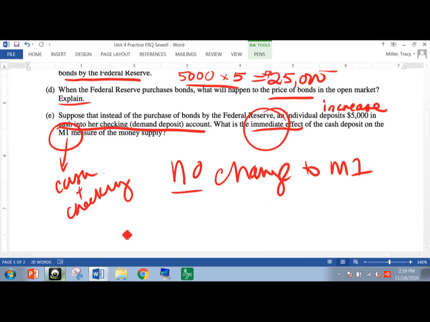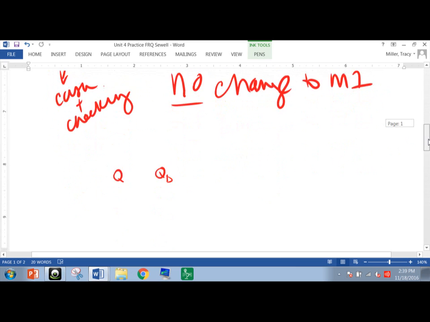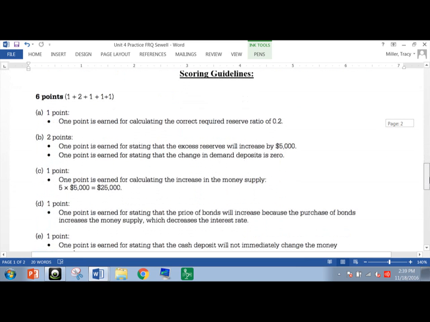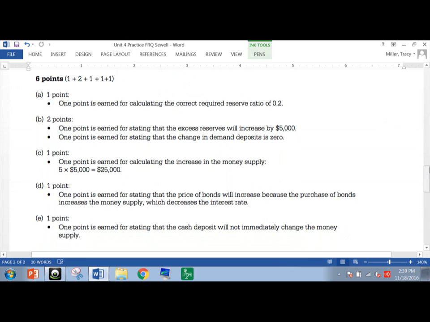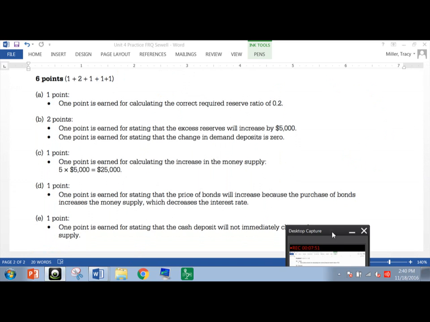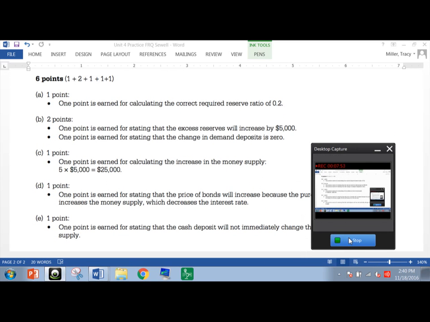So hopefully, walking through this question again, or for the first time if you were absent, was helpful. This is the rubric if you want to see exactly what the College Board is looking for. So I would pause the screen so you can see that. Take care.